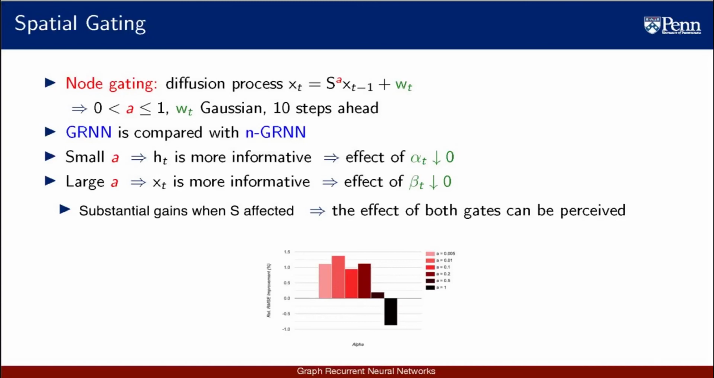We see that the performance has improved in most of the cases, given that the inputs of the gates are retaining or deleting information in exchanges across the graph. We can see that it only is worse when a equals 1, meaning that we don't see an improvement when S is not altered.